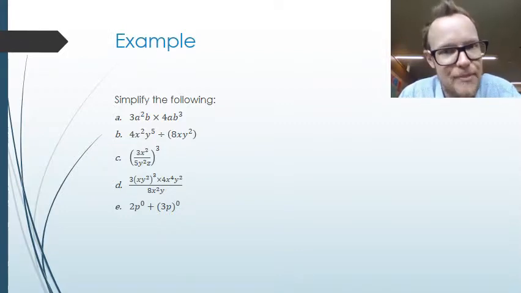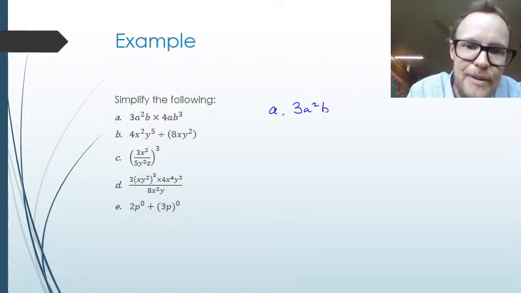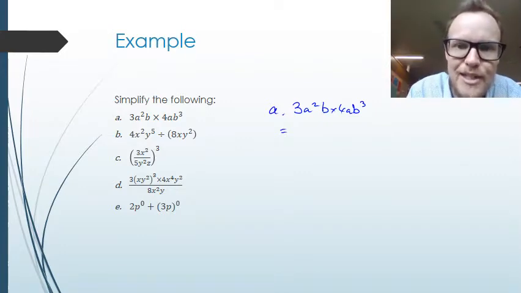Let's have a look at some examples with these now. I'll run through these very quickly. So we've got 3a squared b times 4ab cubed. So we're going to be using index law 1 in this case and combine these values together. The 3 times the 4 is going to be 12.